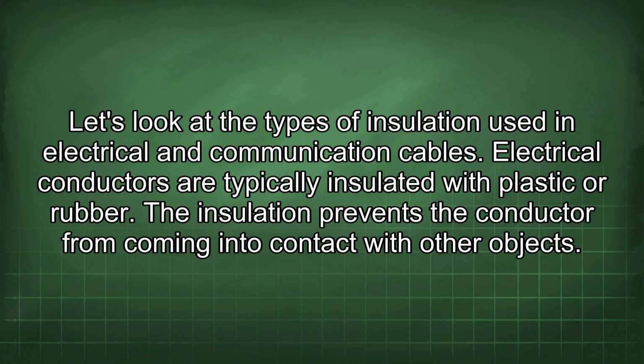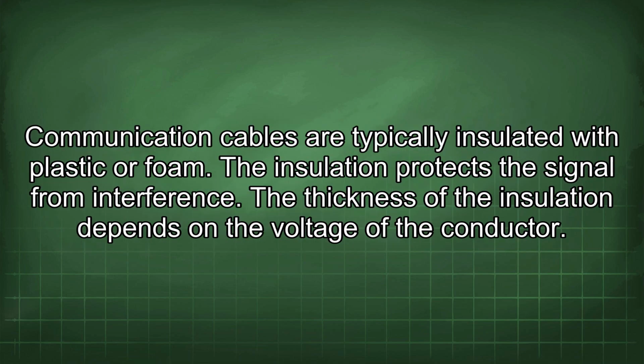Let's look at the types of insulation used in electrical and communication cables. Electrical conductors are typically insulated with plastic or rubber. The insulation prevents the conductor from coming into contact with other objects. Communication cables are typically insulated with plastic or foam. The insulation protects the signal from interference.